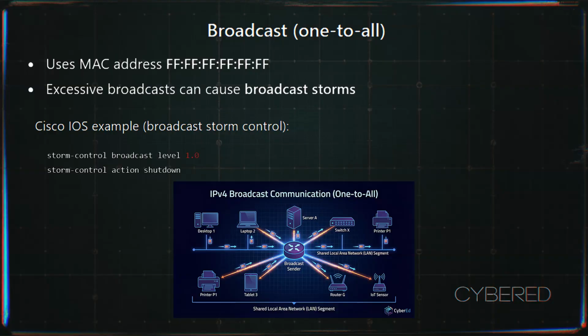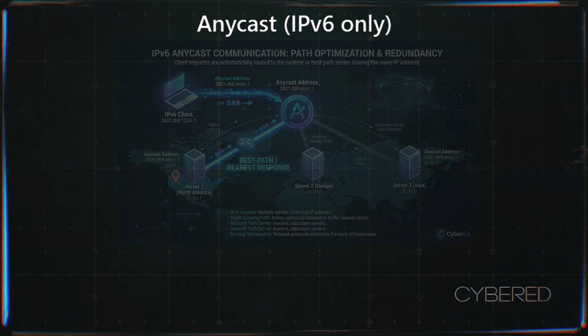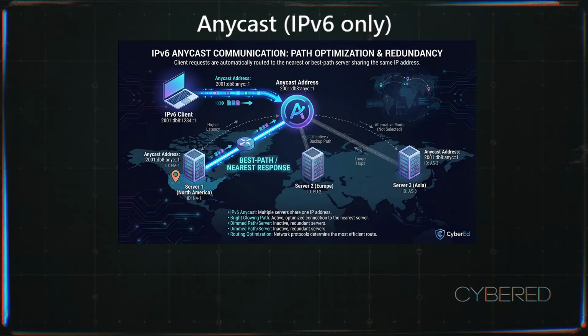So here's an example of a Cisco IOS broadcast storm control. If the threshold is exceeded, the interface enters an err-disabled state. Anycast is one to closest, a transmission method used in IPv6. Multiple servers share the same IPv6 address, and traffic is routed to the nearest server. Here's an example. This address exists on multiple servers globally, allowing users to connect to the closest instance automatically.